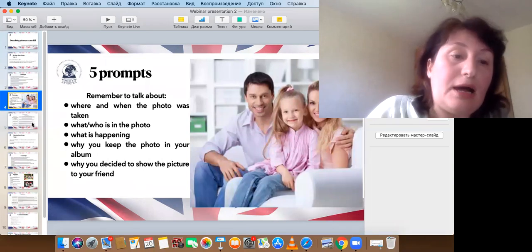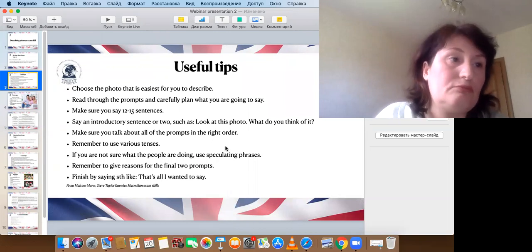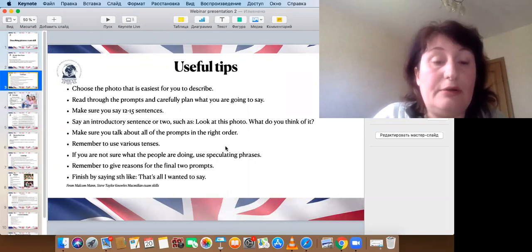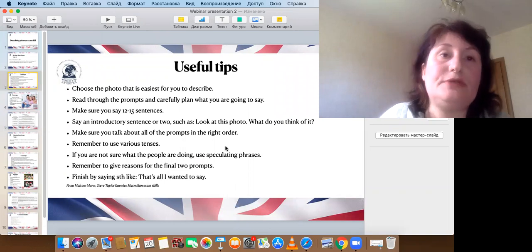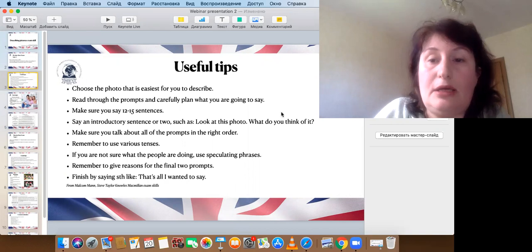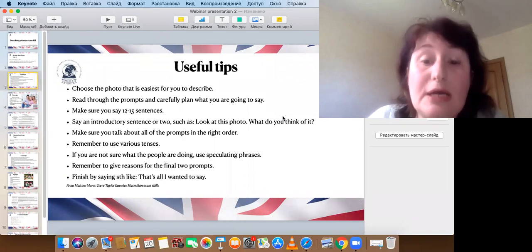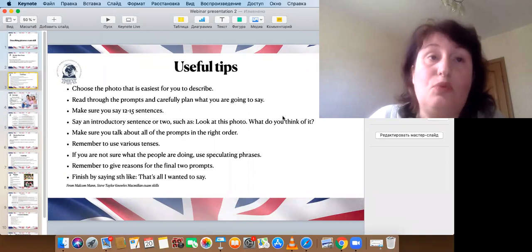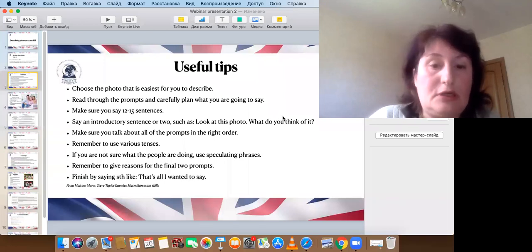And the next tip is to remember to use various tenses. For example, use present continuous to describe what is happening in the picture, and past simple to describe where and when you took it.